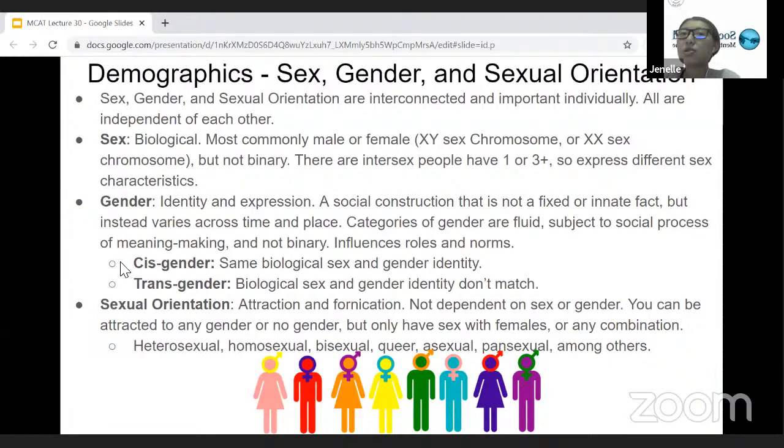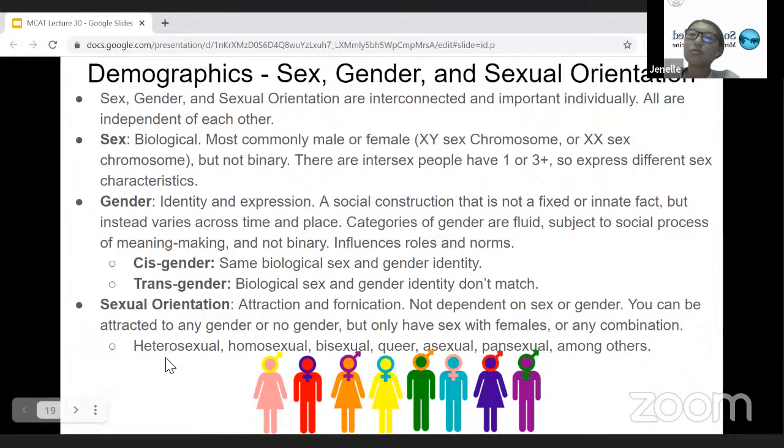And there are also categories of cisgender, which is when both the biological sex and an individual's gender identity are the same, and also transgender, where the biological sex and the gender identity of an individual don't match. So those are the groups within gender. And then sexual orientation is related to attraction and affection. So this is not dependent on sex or gender. And this is because you could potentially be attracted to any gender or no gender. And there are all these different combinations.